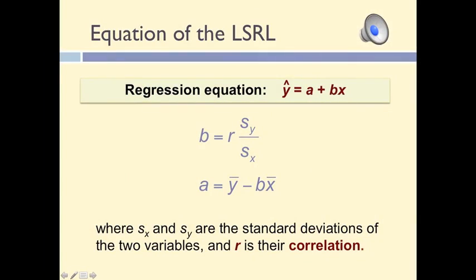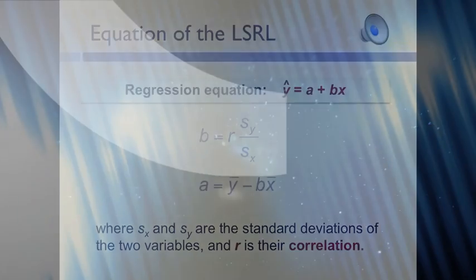As it was mentioned before, the slope and the intercept of the regression line are computed by statistical software for us, but it is important to know how they are computed to understand their meaning. The slope of the line is a function of the correlation between the two variables multiplied by the ratio of their standard deviations. Sy is the standard deviation of the y variable, or the response variable, while Sx is the standard deviation of the explanatory variable. The intercept is the difference between the mean of the response variable and the product of the slope and the mean of the explanatory variable.